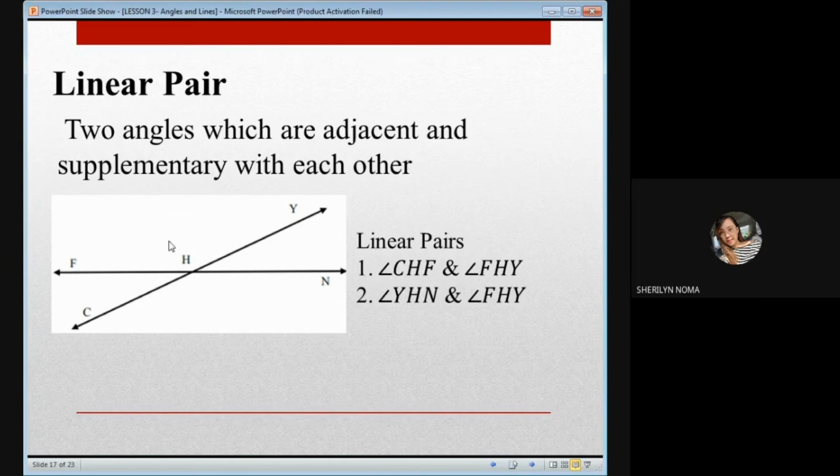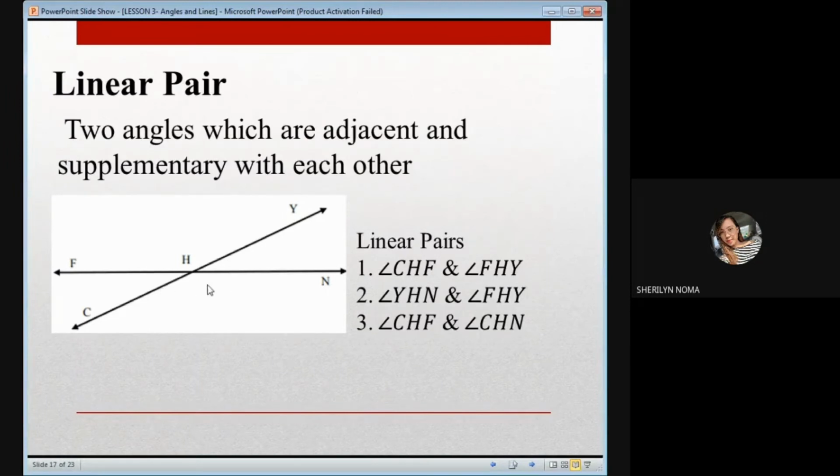Ulitin ko, nakabuo na naman po ng isang straight line. Okay, at the same time, adjacent po sila. CHF and CHN. Okay, nasa ilalim naman. Nakabuo naman po ulit ng isang straight line.